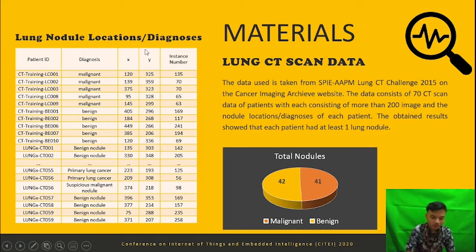On the left, we can see the data frame of lung nodule locations and diagnosis. And the total nodules that we get is 42 for benign nodule and 41 for malignant nodule.